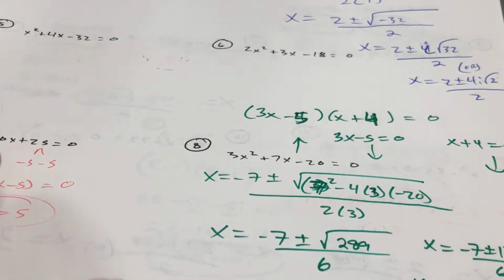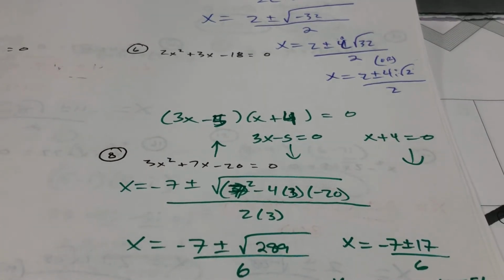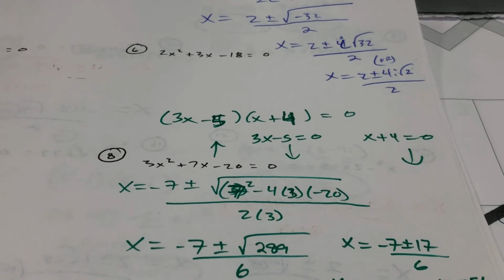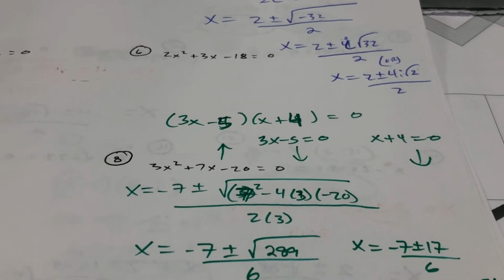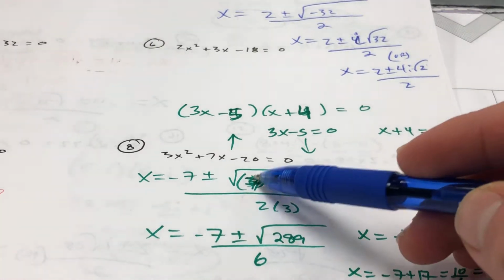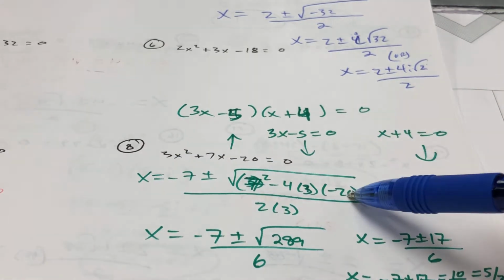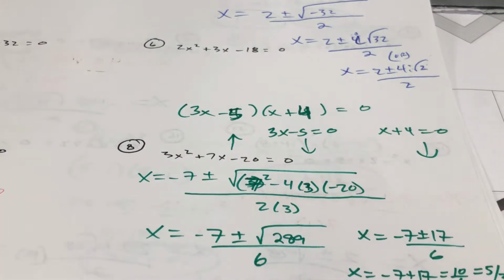On number 8, you could factor. It is 3x minus 5, x plus 4 equals 0. So you'll get x equals 5/3 and x equals negative 4. Or you can use the quadratic formula. x equals the opposite of the middle term, plus or minus the square root of the middle term squared, minus 4 times a times c, all over 2 times a.